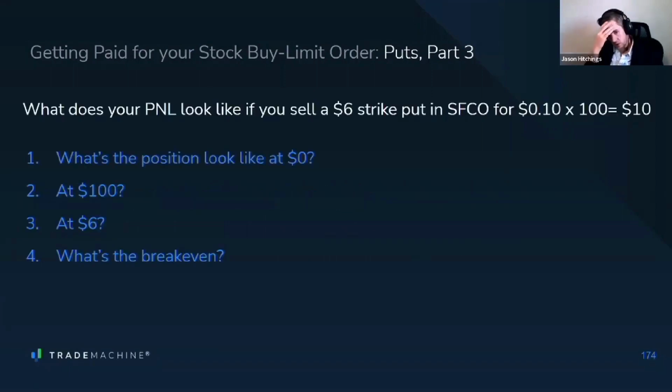So let's ask ourselves the same question. What does the position look like at 0? What's it look like if stock goes up to 100? What happens if stock lands at exactly the strike price? And what's our break-even point? So we're talking now about a $6 strike put in Safeco, and that put we sold for $10, and we collected $10 when we sold that put.